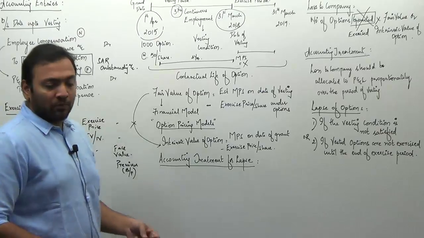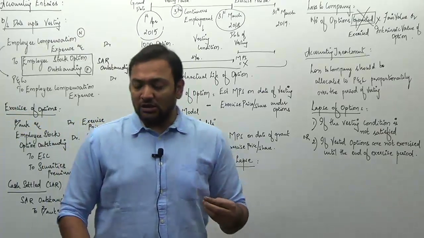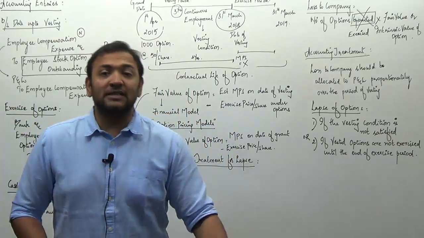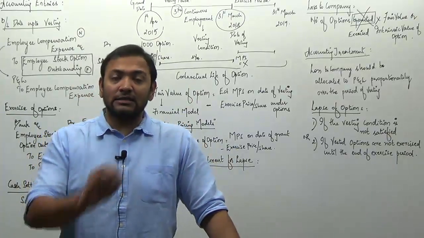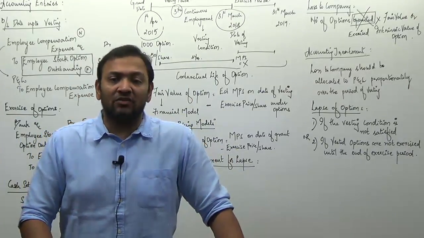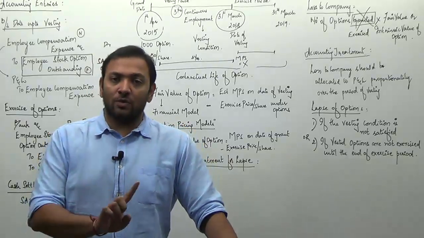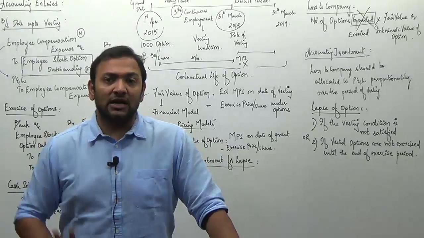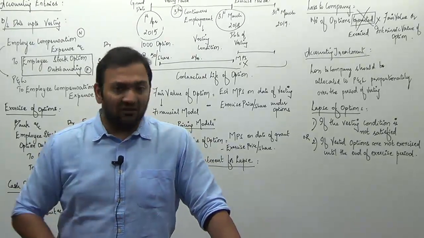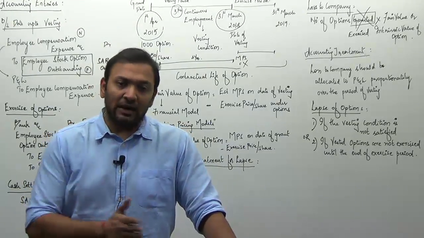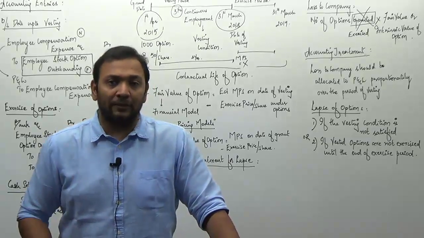Let's say I had 100 options, and each one had an intrinsic value or fair value of 60 rupees. So what is the total provision required? 100 options into 60 rupees, 6000 rupees. Let's say I was providing it over 3 years. So how much will I provide? Every year 2000 I'll provide.